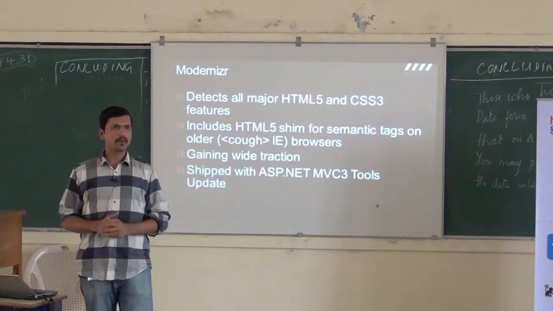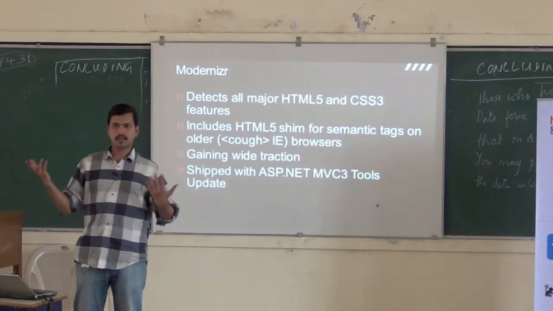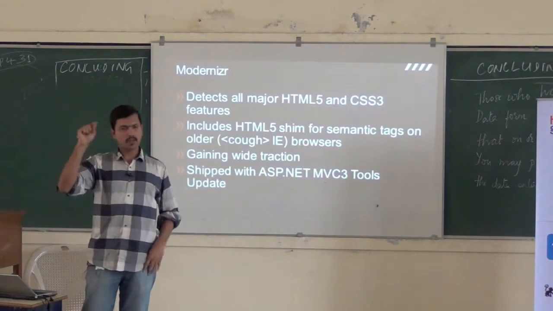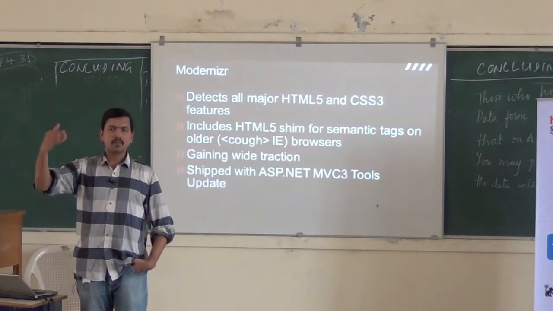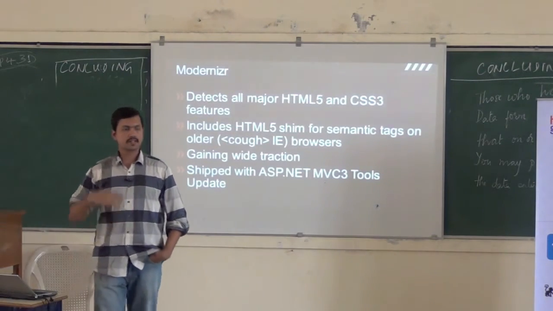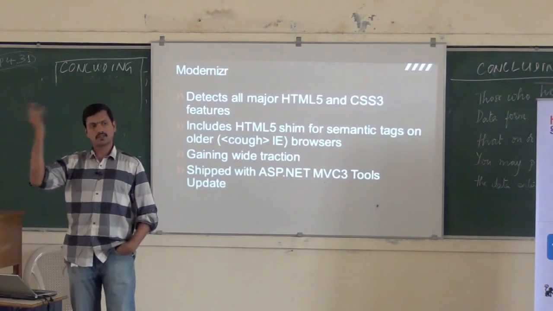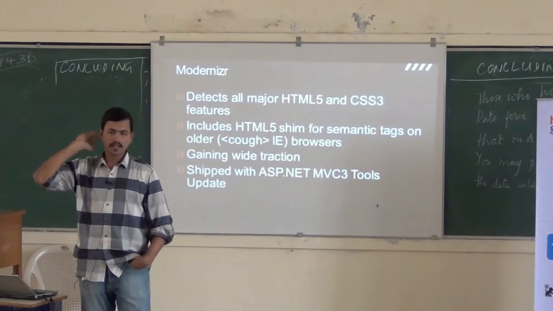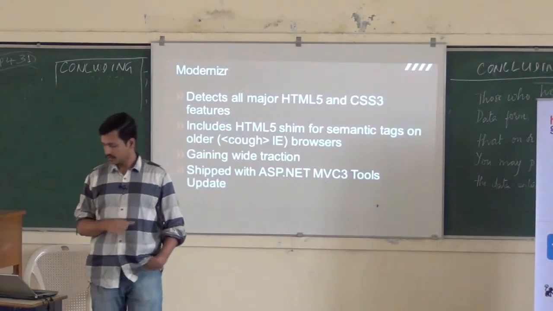For example, if you want to check if the browser supports the video tag, HTML5 video, you can say Modernizr.video. Now you can go one step more and find out what codec the client supports, right? If it is IE, then it supports H.264; if it's Chrome, it supports maybe WebM, and so on. So you can even detect that.